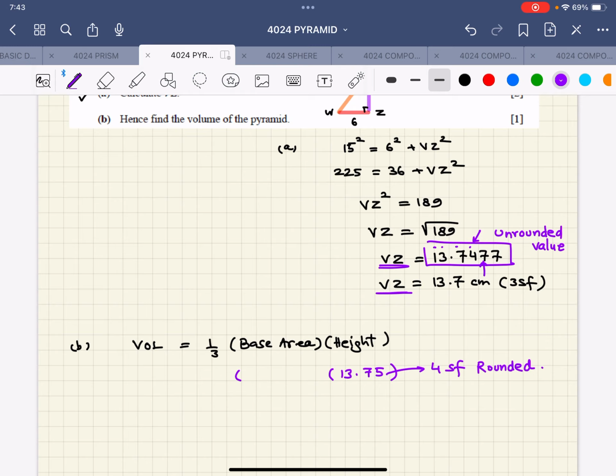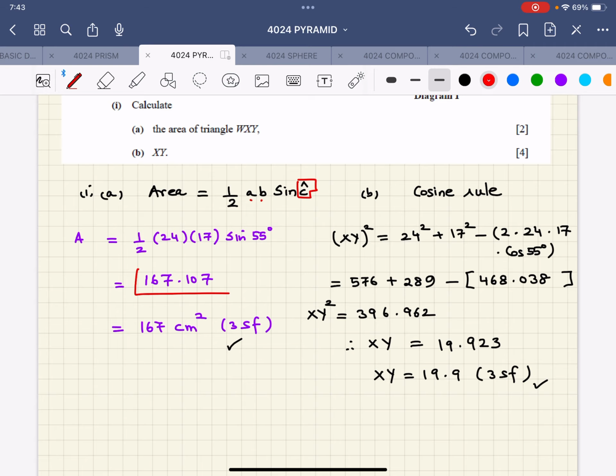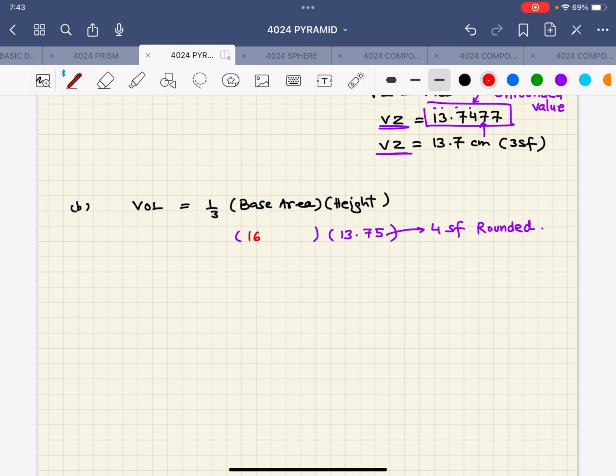So now what is the base area? Base area is over here, which is this. Again, we will use the unrounded value, which is 167.107. Don't forget this 1/3 over here. Don't forget that you have to use the calculator. So therefore 167.107, I'm multiplying it with 13.75. I'm further multiplying it with 1/3. So I'm writing a fraction. This is 1 at the top and 3 at the bottom, or I could have divided by 3.